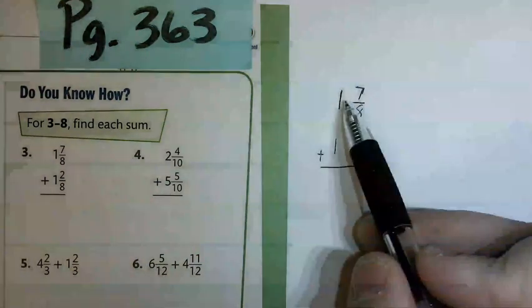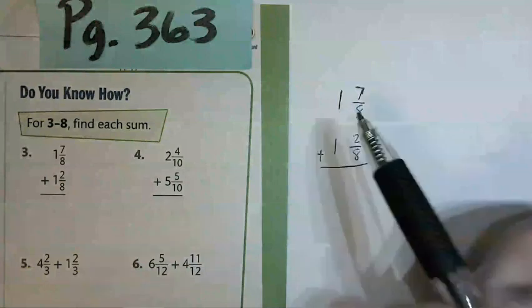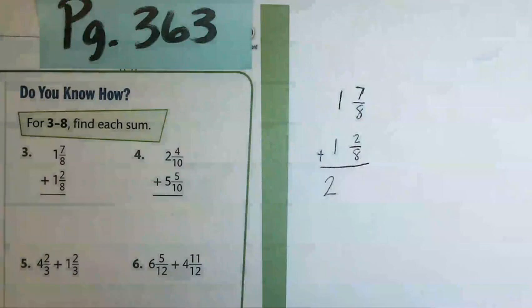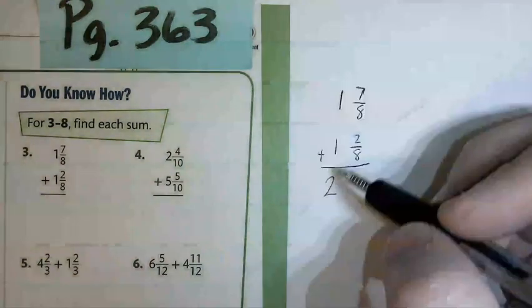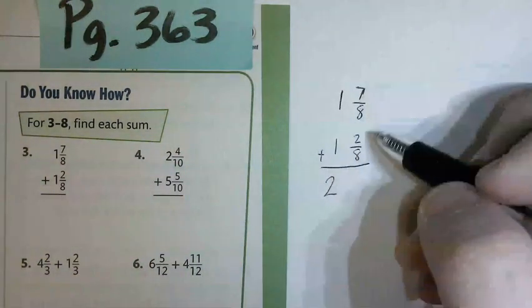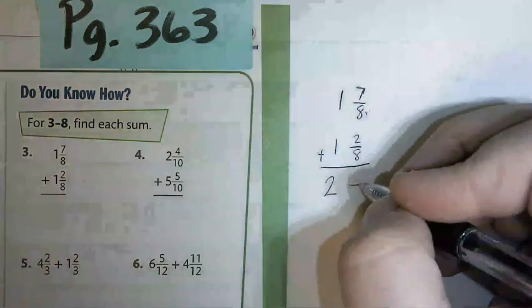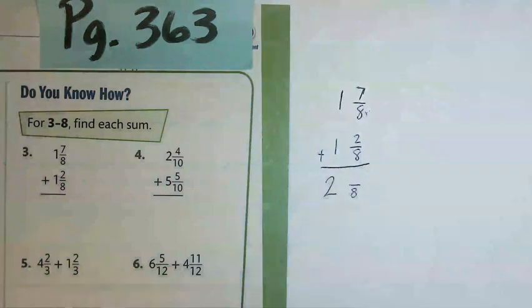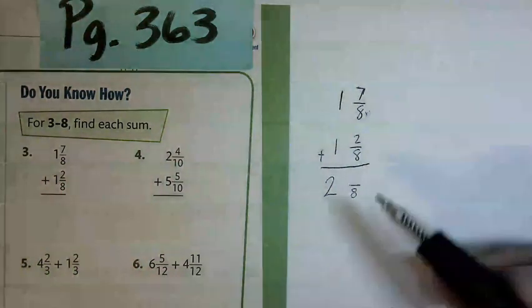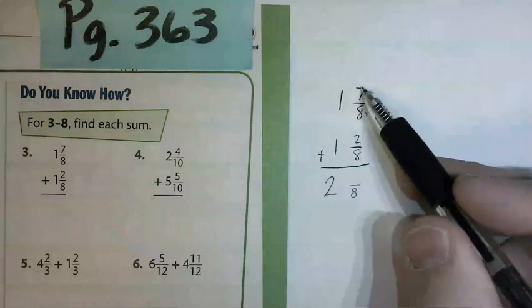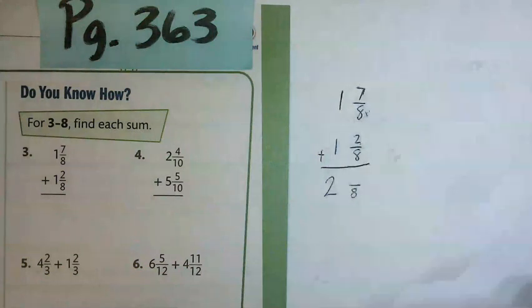All right. I'm going to start off adding my whole numbers together. So 1 plus 1. Well, what is 1 plus 1? It is 2. All right. Now that I've added my whole numbers together, now I'll add my fractions. And I see they have a like denominator of 8. So I'm going to start off writing that in here. All right. That's my denominator that I'm going to be keeping. Now I can add my numerators. 7 plus 2. 7, 8, 9.